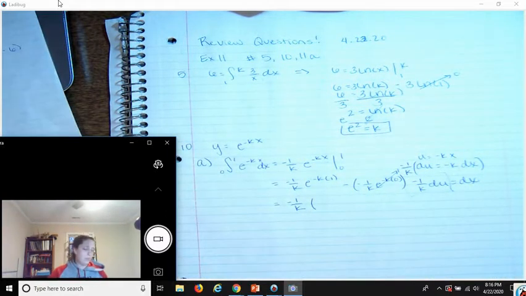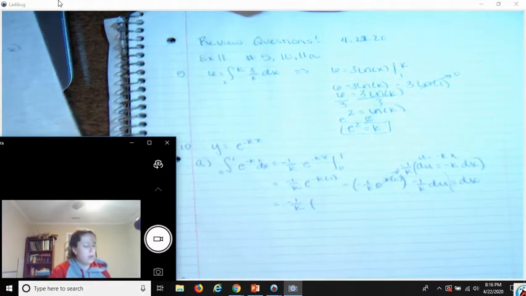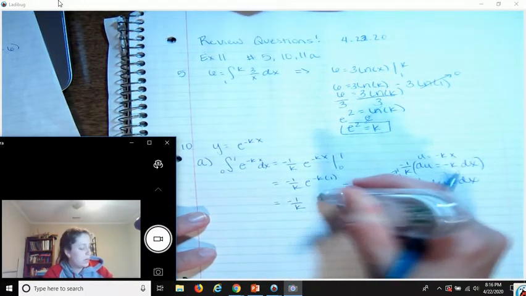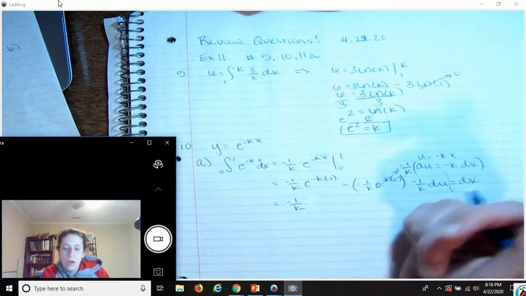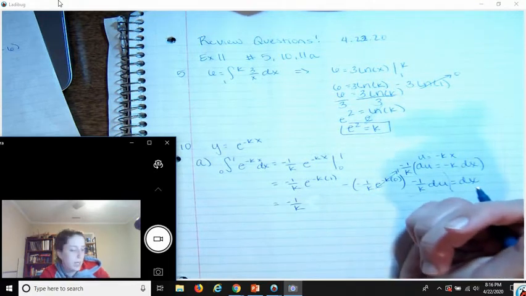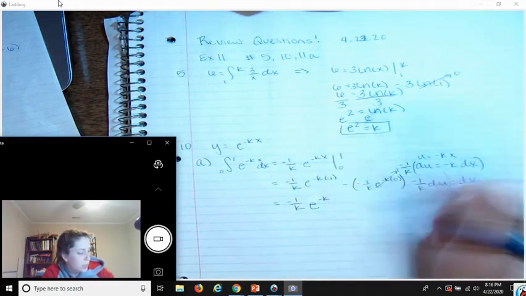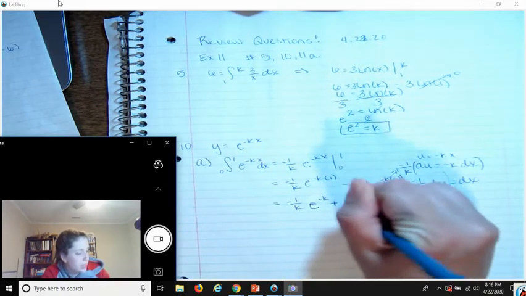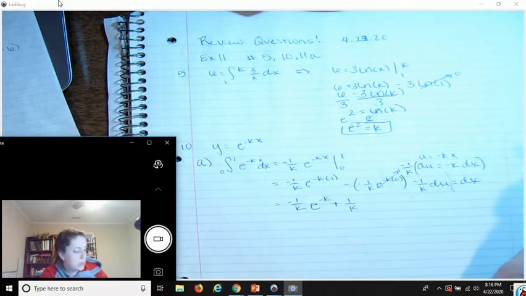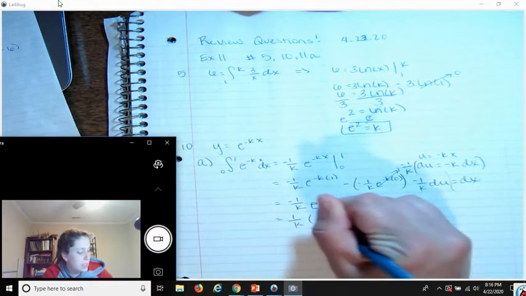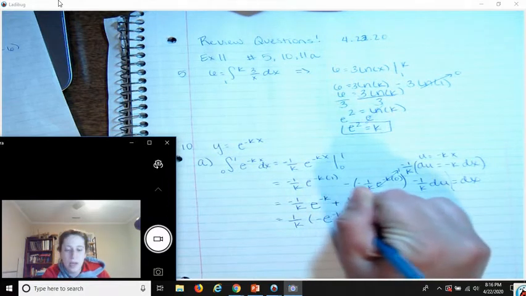what am I doing? Oh, white out. Negative 1 over k e to the negative k plus 1 over k. And then we can simplify this by factoring out a 1 over k. And we get negative e to the negative k plus 1.